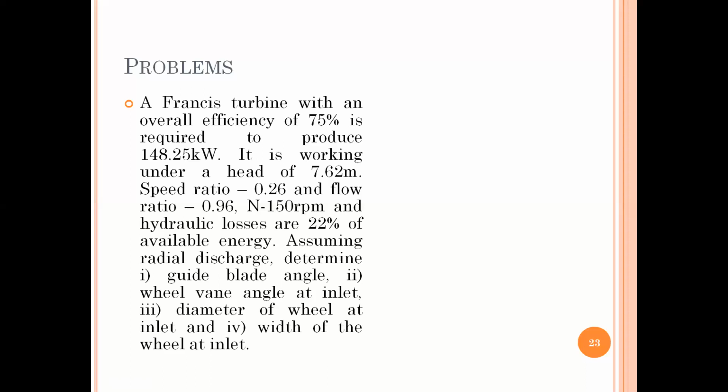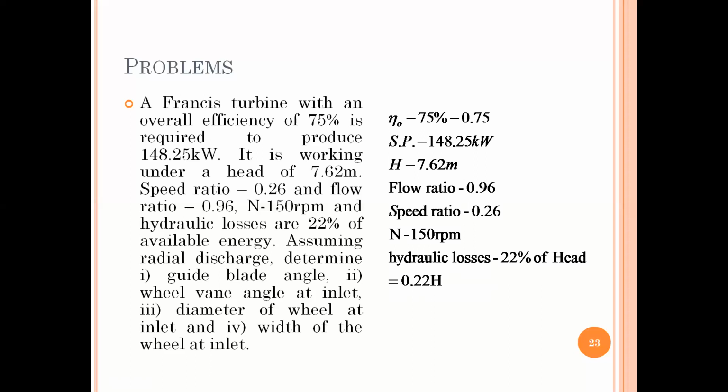Now, here, the data given here is as follows. The first thing they have given is the overall efficiency. So that is 75%, that is 0.75. Then they've given the shaft power, that is 148.25 kilowatt. They have given you the head, that is 7.62 meters. The flow ratio is 0.96. The speed ratio is 0.26.